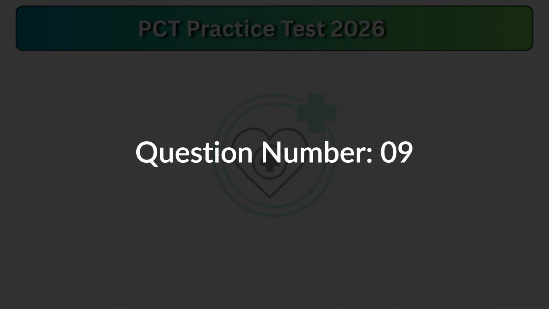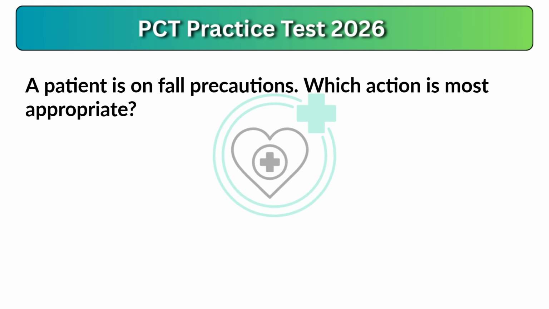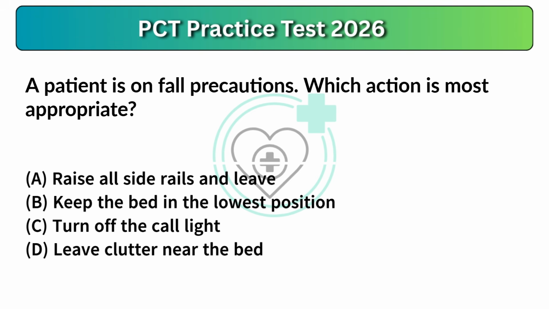Question number 9. A patient is on fall precautions. Which action is most appropriate? A. Raise all side rails and leave. B. Keep the bed in the lowest position. C. Turn off the call light. D. Leave clutter near the bed.